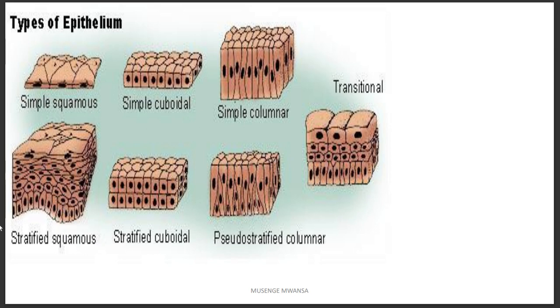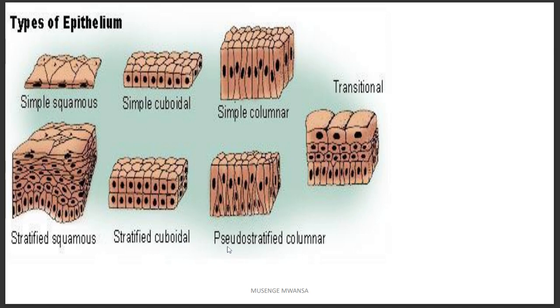Flat. Now, for the stratified squamous, you look at the cells which are on top. The cells which are on top are supposed to be flat. The cells which are down might not be flat. As we are able to see, these cells which are down here, they are not flat. Okay, but the cells on top are flat. That is why we are saying stratified squamous. Squamous because the top cells are flat. We can also have stratified cuboidal, meaning a lot of layers, but it's cuboidal.